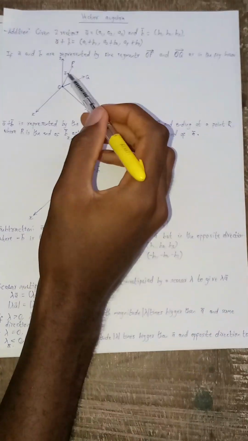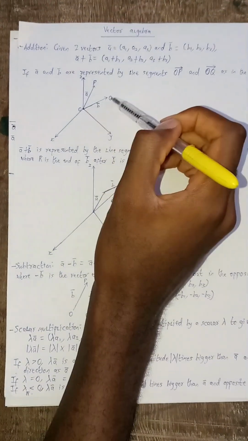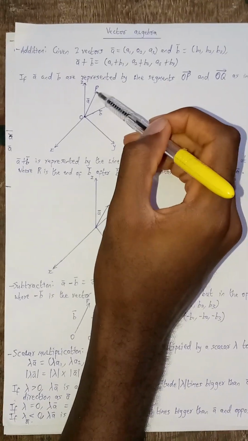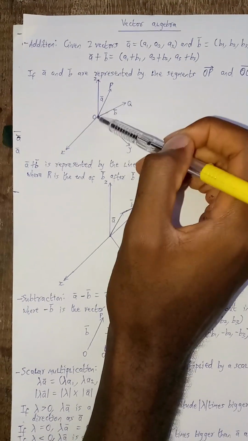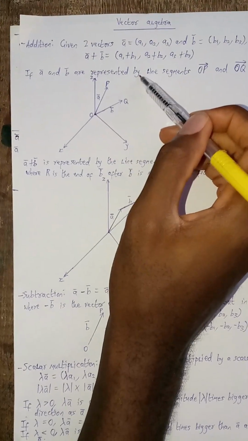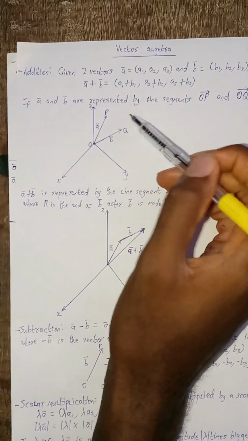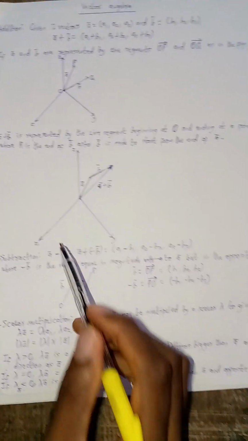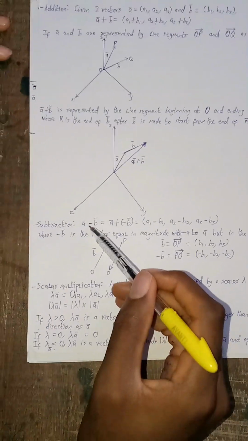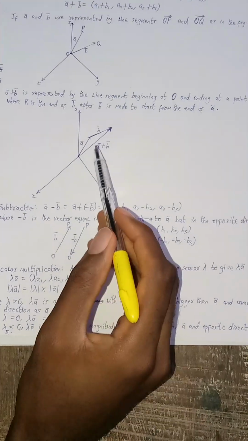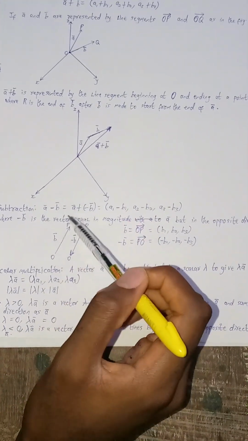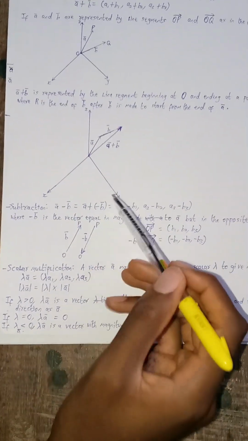So to add these two vectors A and B, we simply move B to the end of vector A. And then the resultant, from the beginning of A to the end of the entire thing, gives us the sum of the two vectors. Now to subtract, just add the negative of the second. So subtracting B from A is the same thing as saying A plus minus B in brackets.